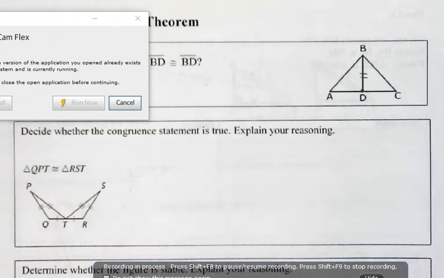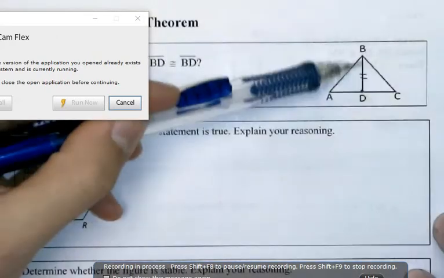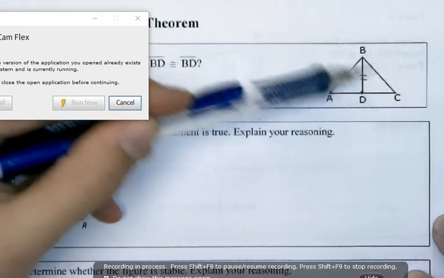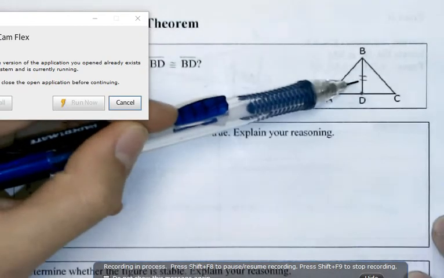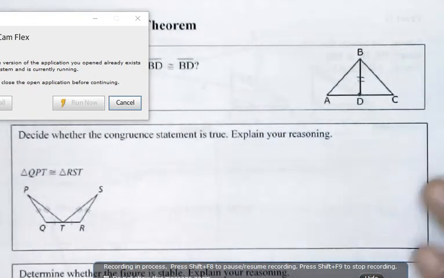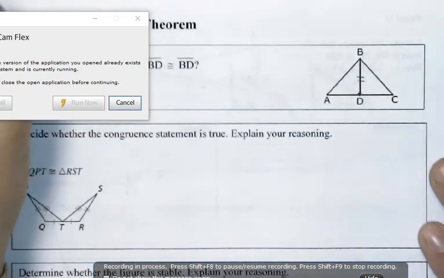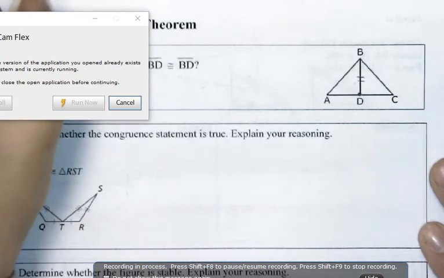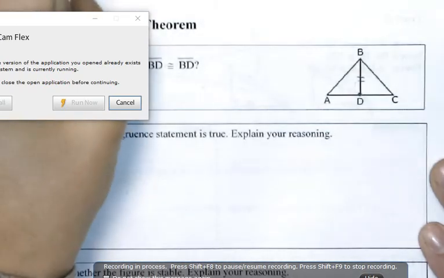Here it says, what property states that segment BD is congruent to segment BD? If you look at our diagram, that's the side that both of these triangles share, so we know that it is congruent to itself. You should all know this and be able to answer that question: it's the reflexive property of congruence.